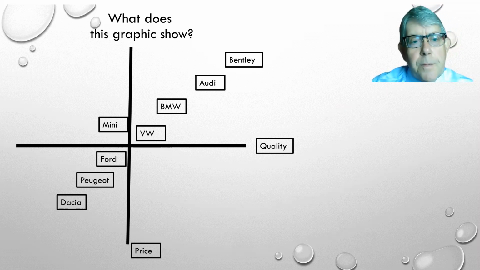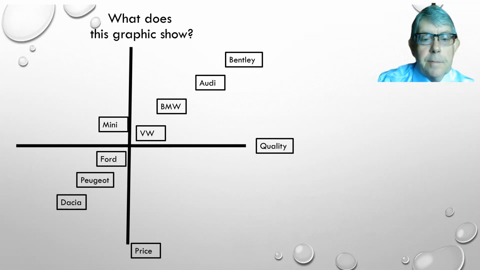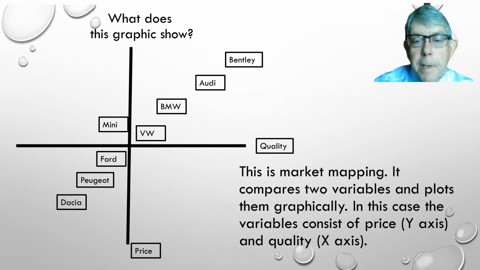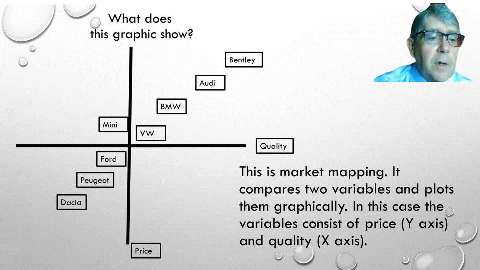What does this graphic show? This is market mapping. It compares 2 variables and plots them graphically. In this case, the variables consist of price on the y-axis and quality on the x-axis. So these car manufacturers, then the highest quality is Bentley, but obviously it's at the highest price. And then we have low quality but low price cars like Dacia and Peugeot. In the middle there is Ford, along with VW and Mini.